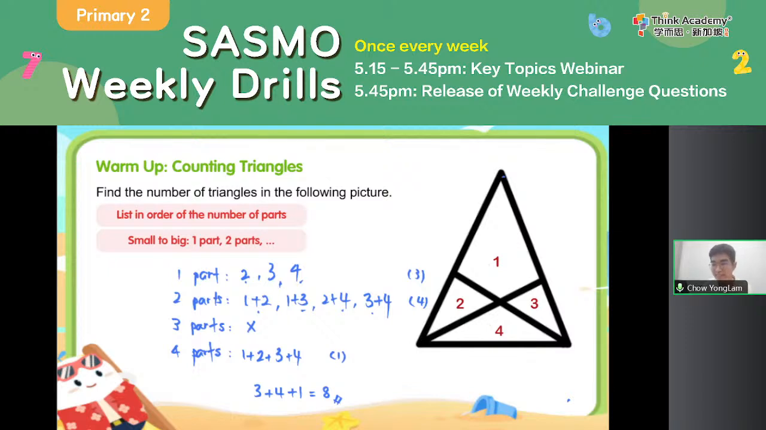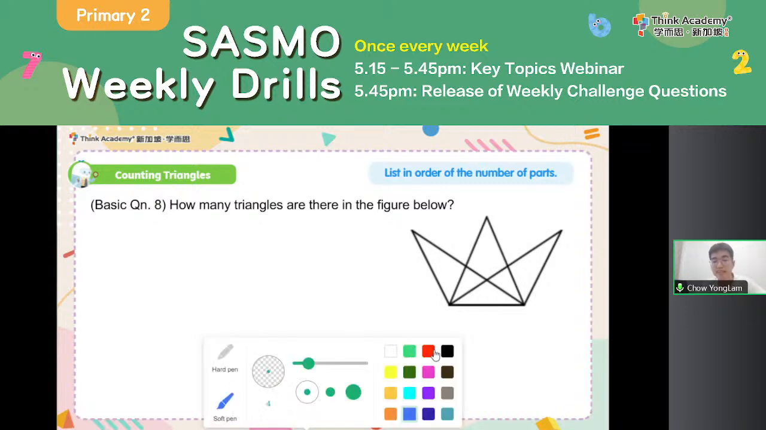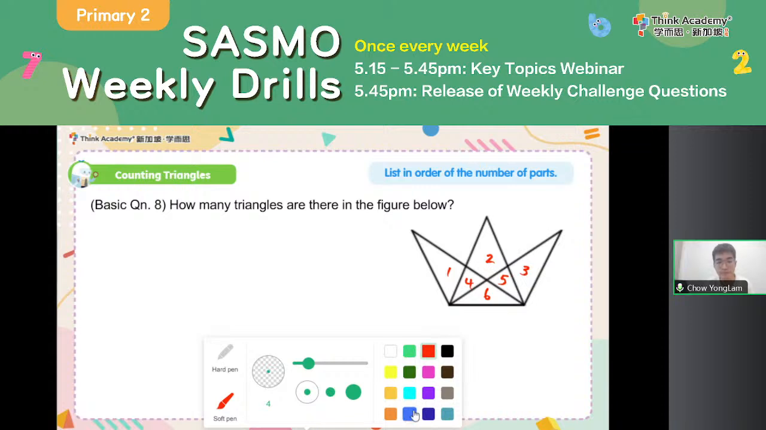Now let's quickly look at the question from All-in-One Guide, basic question 8. How many triangles are there in the figure below? Again, a lot of parts. It's okay. Label first, then list them in order of the number of parts. So let's label 1, 2, 3, 4, 5, 6. When I do labeling, I also like to label from left to right, top to bottom in order so that we won't miss out any numbers.